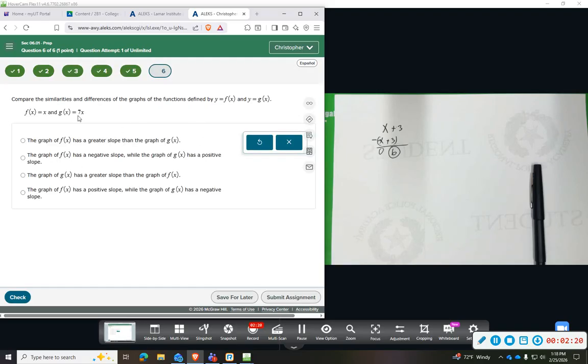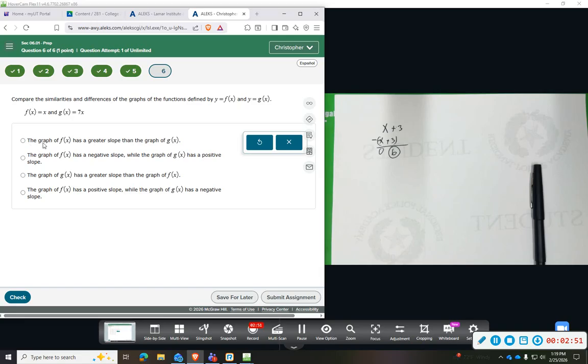And question number 6, we're going to compare the similarities and differences between the functions defined by y equals f of x and y equals g of x. So f of x equals x, and g of x equals 7x. The slopes are different. The y-intercept is 0, so the y-intercepts are the same, but the slope of g is much steeper, 7 times steeper than the graph of f.